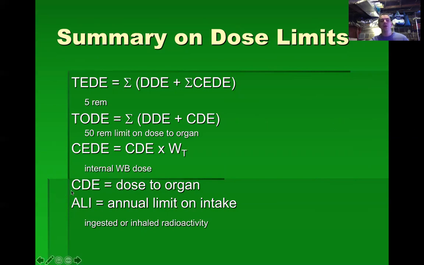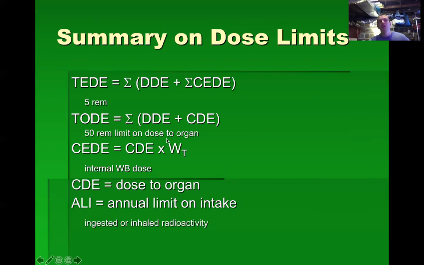And then one last thing to cover is the ALI, you'll often hear the ALI talked about. That's your annual limit on intake. So this is sort of a value that does the work for you. These are values that are given to you by regulators. The ALI says that the certain activity that will lead to the limits, whether it's the whole body 5 rem limit or the individual organ 50 rem limit.